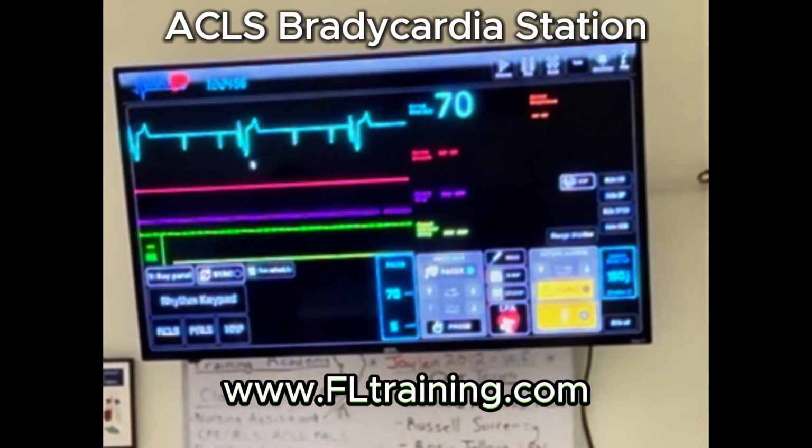So how do we improve capture? Maybe this person has a larger chest, or we're not giving enough energy. So I want you to tell me to increase the milliamps until we have 100% capture. Okay. Please increase milliamps until we have 100% capture. And so what does 100% capture mean?